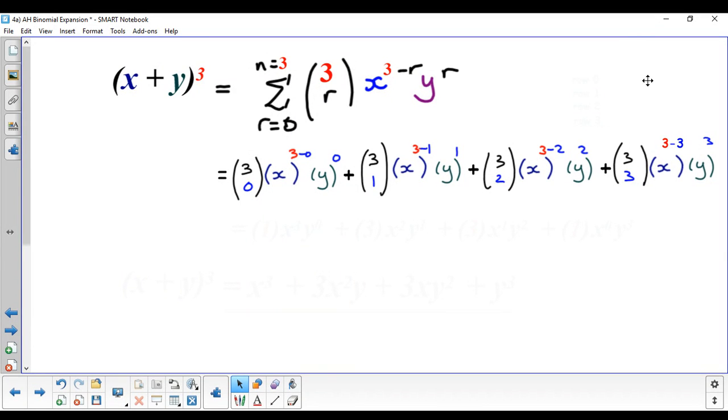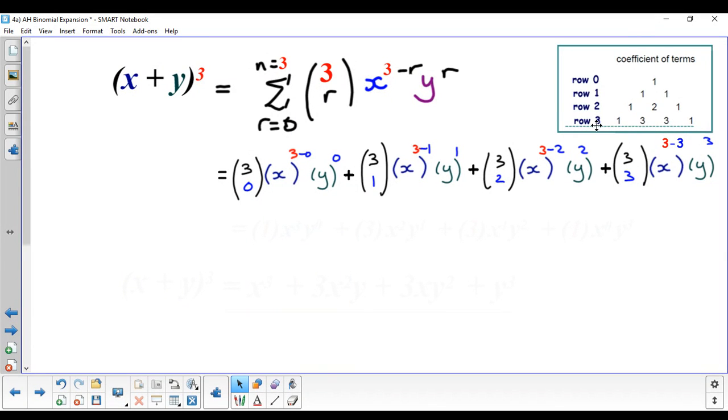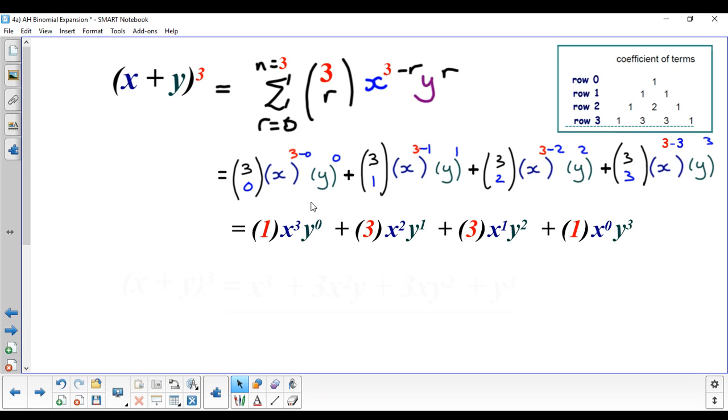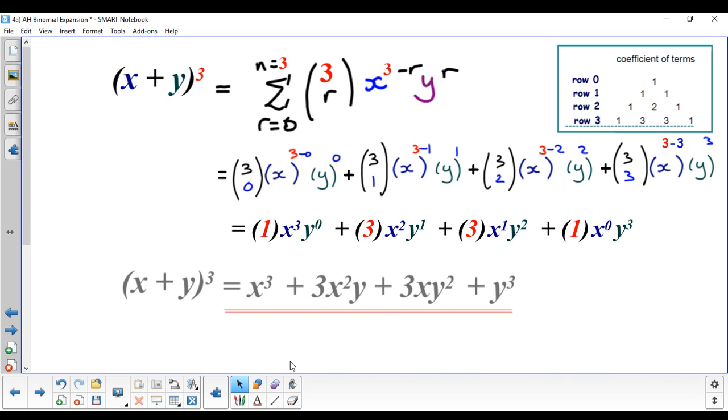So what do we have? We also know Pascal's triangle has 1, 3, 3, 1, so we know the coefficients will be 1, 3, 3, and 1. That will become x cubed, and that is just times 1, or y to the 0 if you want. Okay, x squared, x to the 1, x to the 0, and then y to the 0, y to the 1, y to the 2, y to the 3. We know that anything to the power of 0 is 1, so finally what we do is we smarten it up. Okay, let's do one more and then you can try.